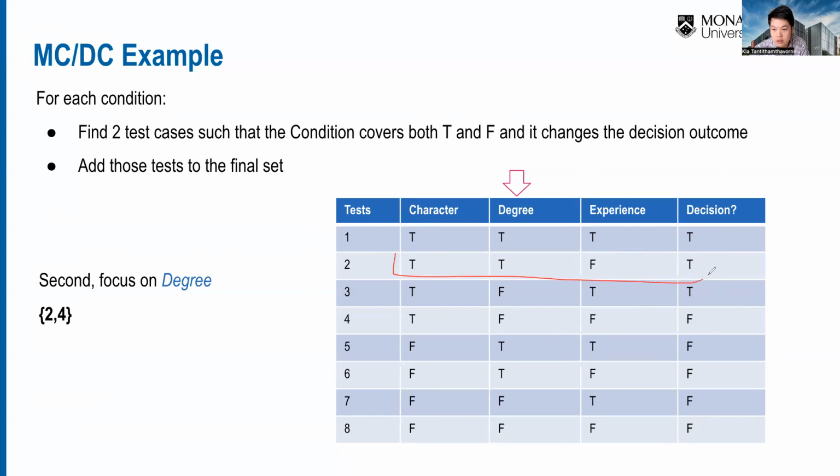Test case number 2. The degree should be flipped, but the character and the experience should be the same. So let's find character and experience true, false. True, false, this one. And the degree should be flipped, and the decision outcome should be flipped as well. So 2, 4 is a good one. We're gonna keep it. What else?